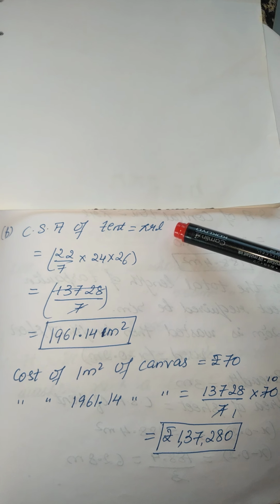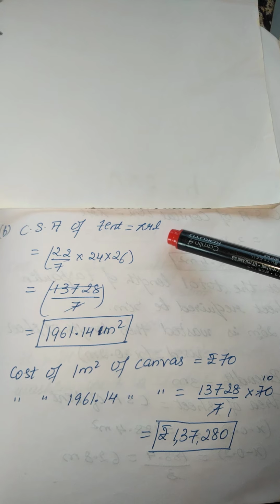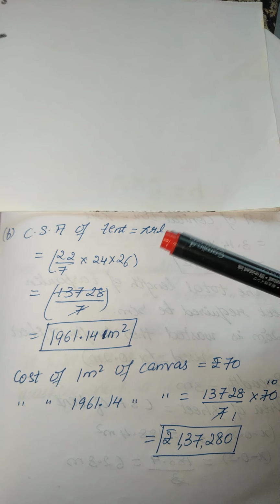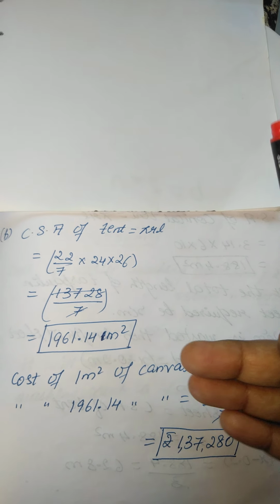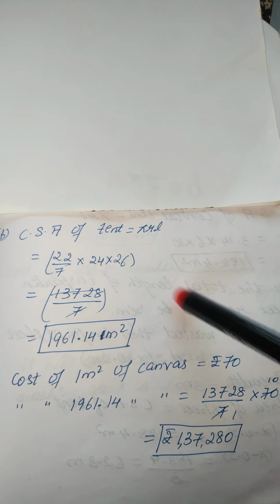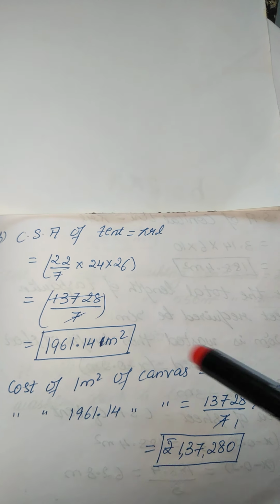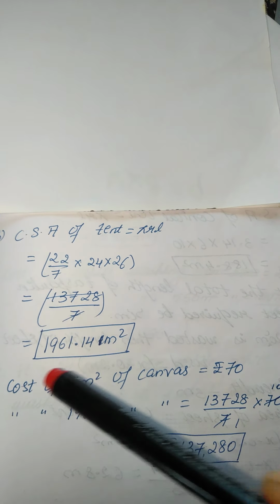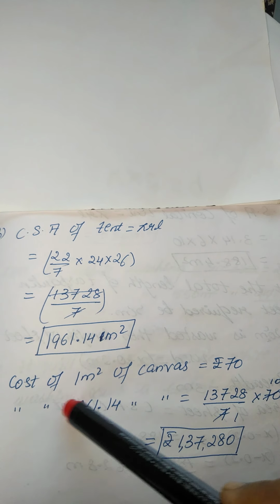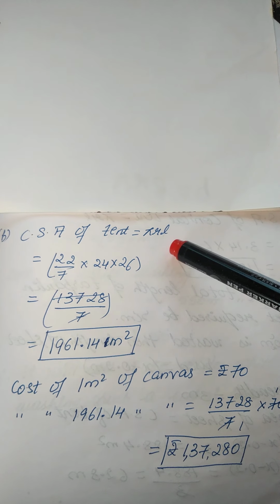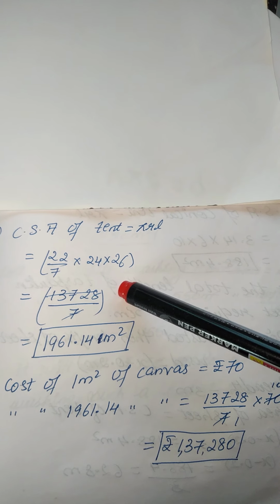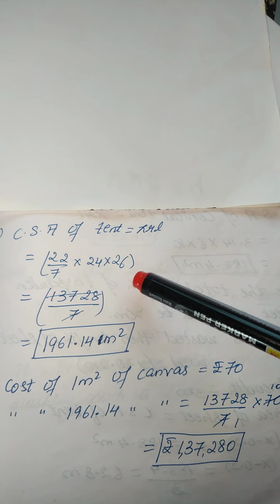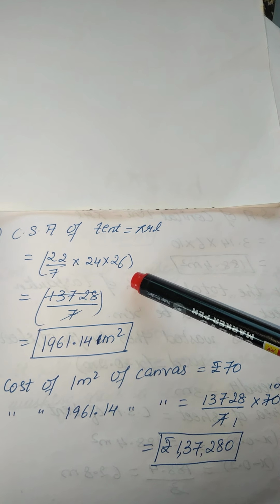CSA of the tent. Why I am using CSA means the tent will not be used for the ground, children. Only for the upper layer we will construct the tent. So canvas will be used only for the CSA portion, not for the basement. CSA is pi RL, 22 by 7 into 24 into 26, because L I got as 26.